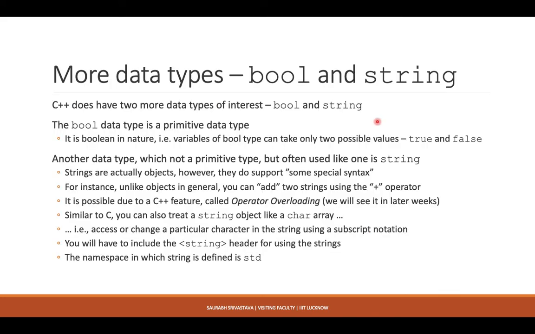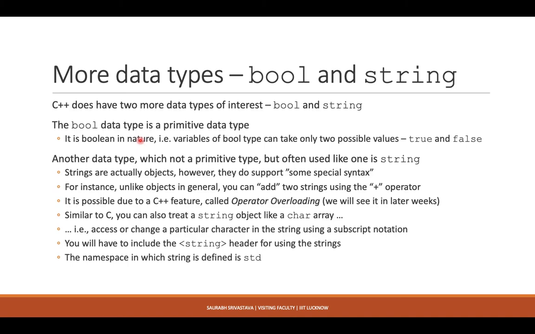There are two more data types that any beginner should know about in C++, especially if you are coming from the C background, and these are bool and string. Bool data type is basically a primitive data type added in C++. It is essentially Boolean in nature.